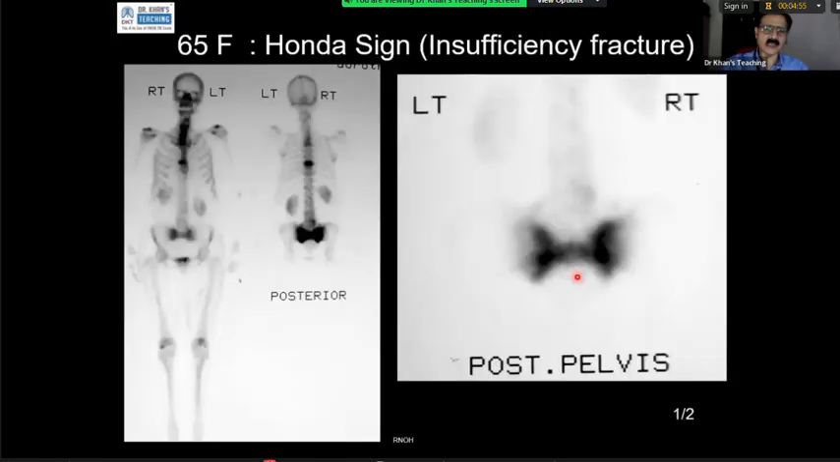And this Honda sign, of course, again, this is an exam case on a nuclear scan. It can come on a nuclear scan. So this is Honda sign.